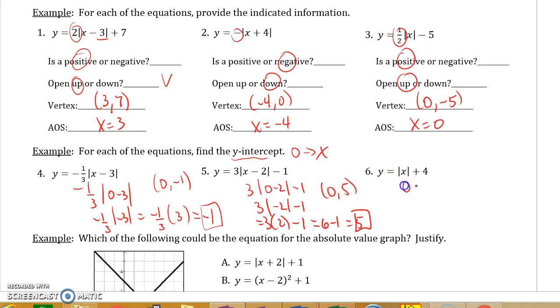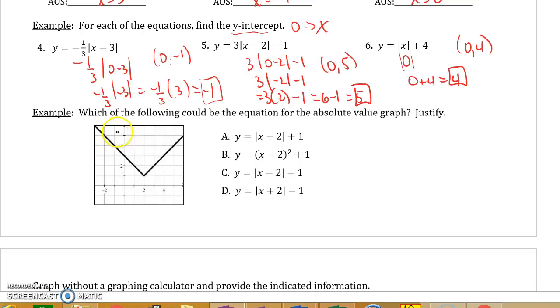And one more time, let's just plug in 0. Absolute value of 0 is just 0, and 0 plus 4 will be 4. So (0, 4) will be the y-intercept. Let's check out this graph.